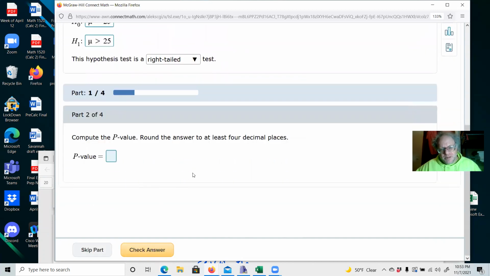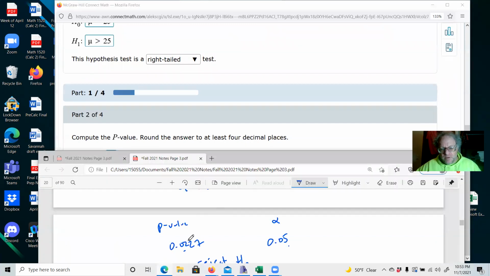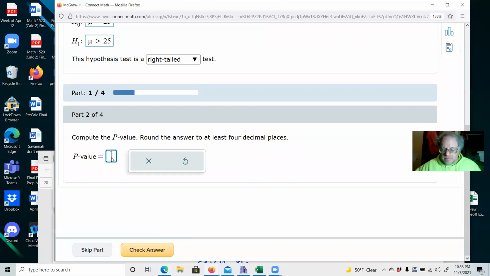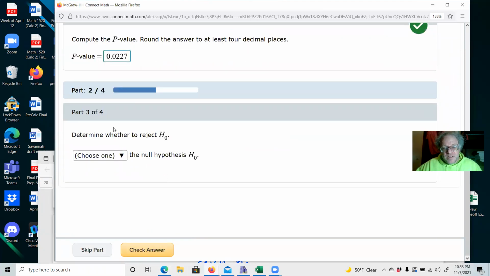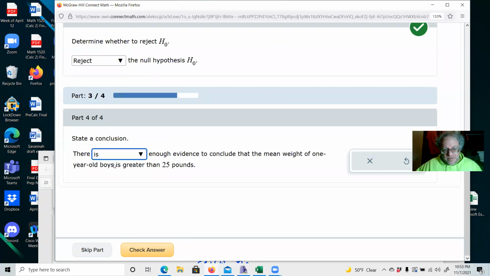All right, repeat the p-value to 4 decimal places. Okay, we did that. That's good. We're going to say 0.0227. All right. So we said that we are going to reject the null hypothesis because this fell under our standard. We made a standard and said we fell under it, so we have to find an alternative hypothesis. Okay, and now we're going to say there is enough evidence to conclude that the mean weight of 1-year-old boys is greater than 25 pounds.